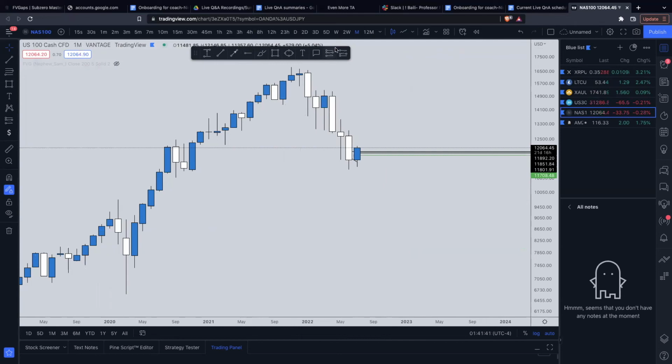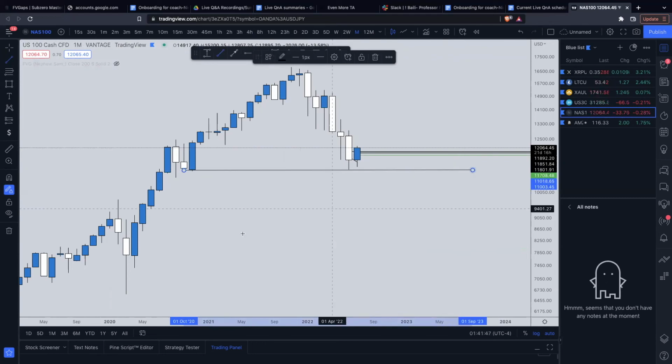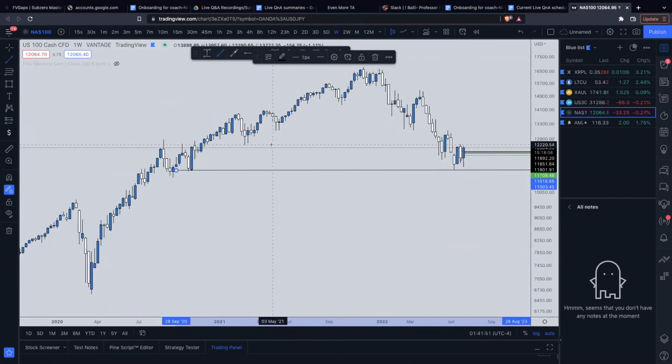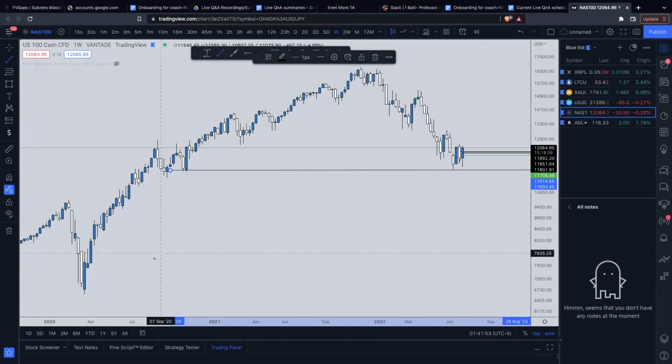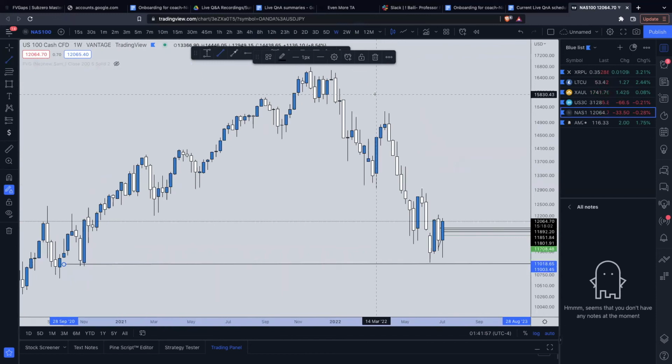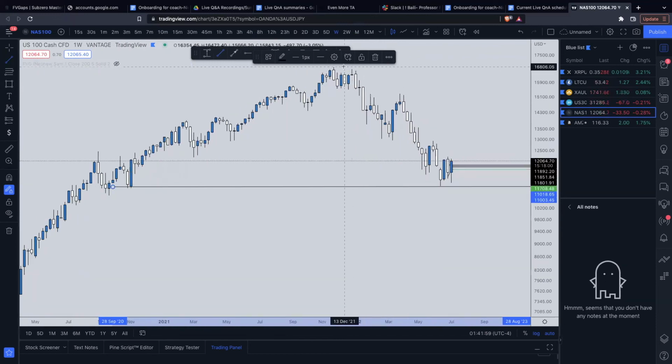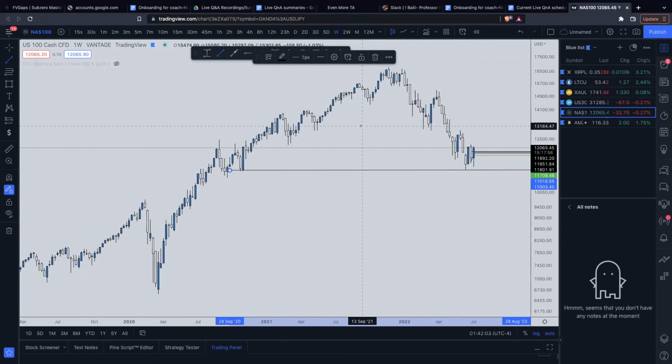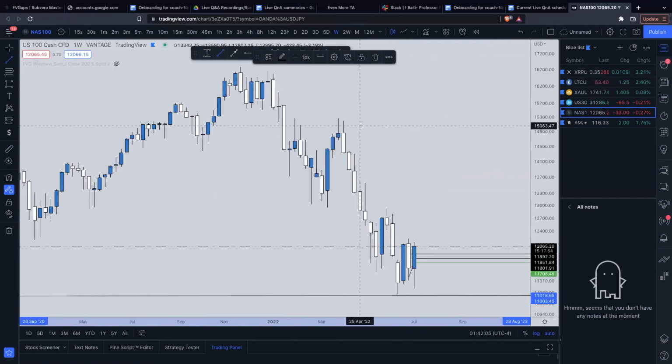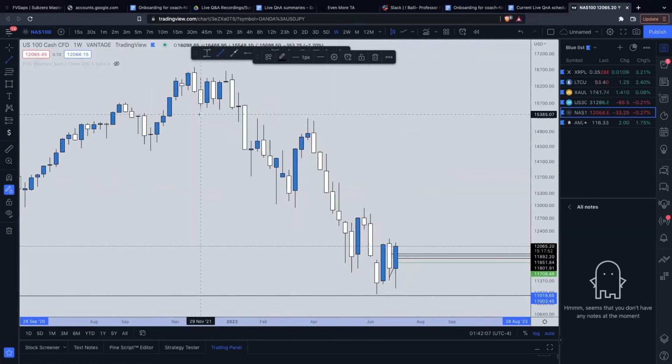For downside target, I don't really see anything on my monthly time frame other than these double bottoms right here. But I want to look for a fair value gap. When I go down to the weekly, I don't see anything off the top. However, this chart right here off the structure is going to tell me a lot.